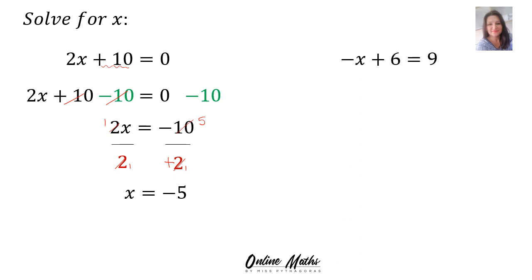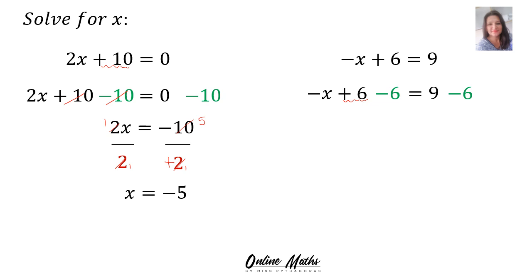Let's do another one. Minus x plus 6 is equal to 9. So my aim is to get rid of the plus 6. The additive inverse for plus 6 is -6, so I subtract 6 on the left, and I subtract 6 on the right.